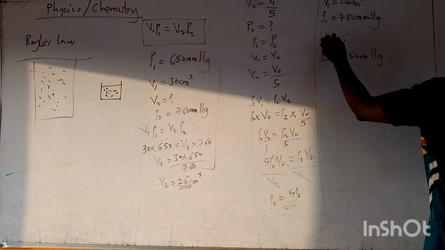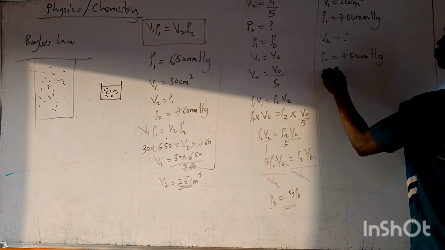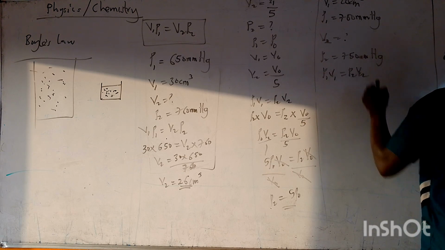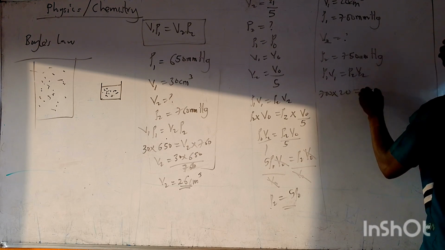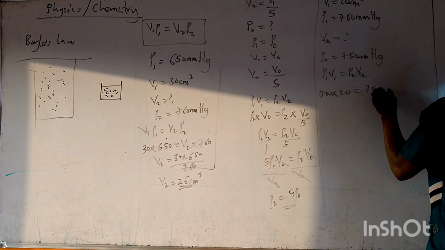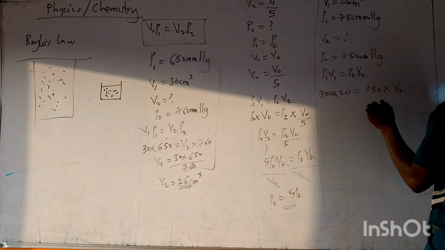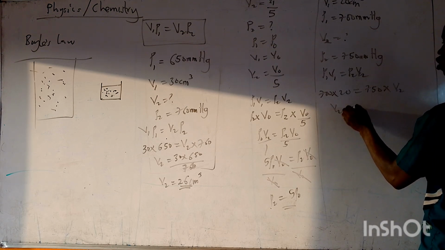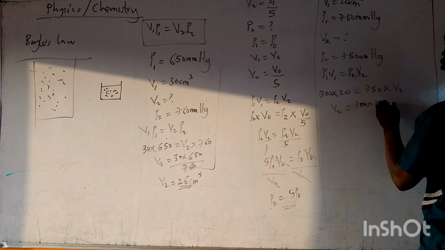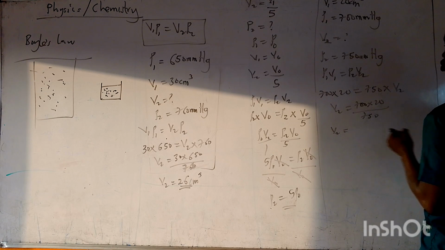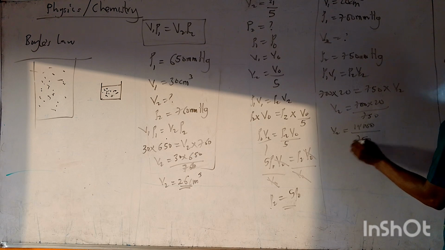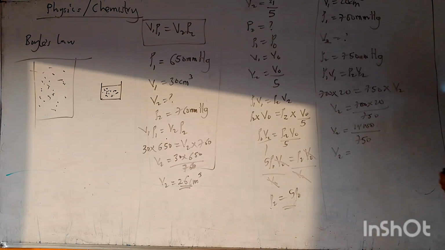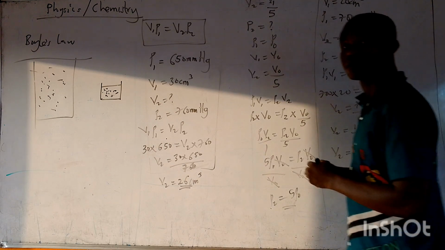All right. So we have P1 V1 is equal to P2 V2. P1 is 700, V1 is 20, is equal to 750 times V2. So V2 will be equal to 700 times 20 over 750. V2 is equal to 14,000 over 750. V2 will now be 18.67 centimeter cube. So any question?